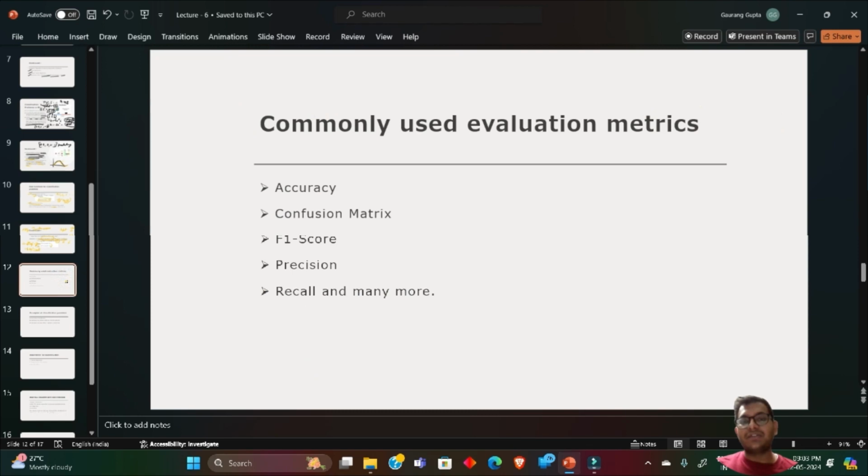Now, what are the most commonly used evaluation metrics in classification? Accuracy, confusion matrix, F1 score, precision, recall, and there are many more you can use. All of them are used and all of them are preferred equally. In some applications, F1 score is more preferred over accuracy, and in other applications the confusion matrix can be preferred. So it is very problem dependent.